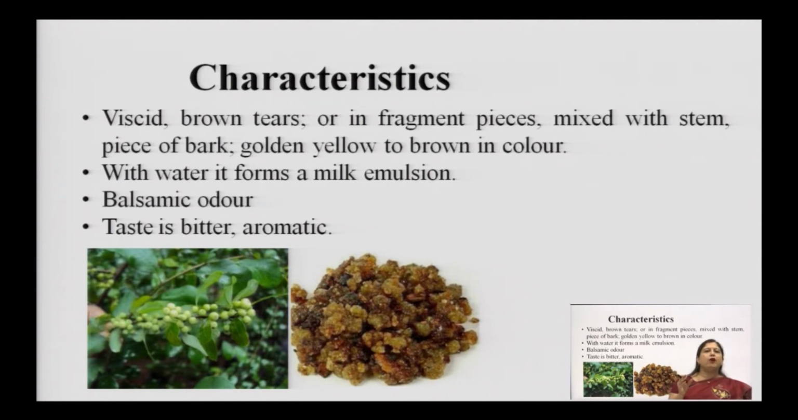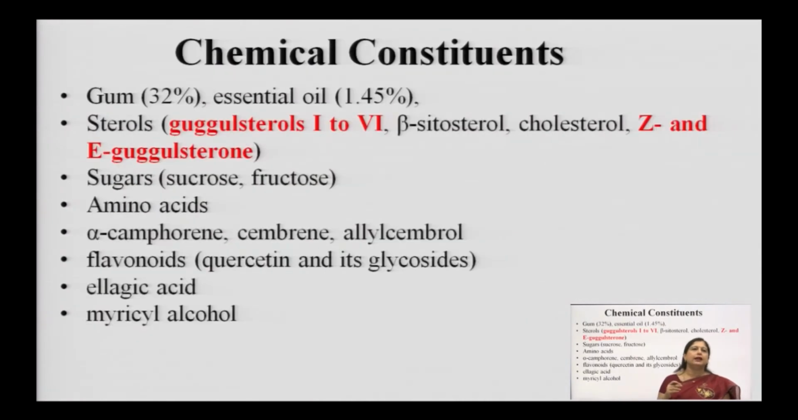With water, it forms a milk emulsion and has a very good balsamic odor. The taste is very bitter as well as aromatic in nature. The main chemical constituents here are basically gums and essential oils. And the gums are produced from the carbohydrates, they are in larger amounts, around 32%, and we have around 1.45% of the essential oils.